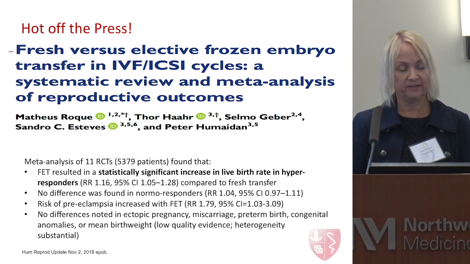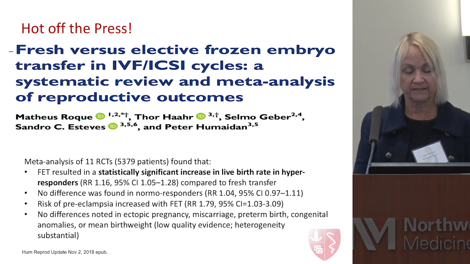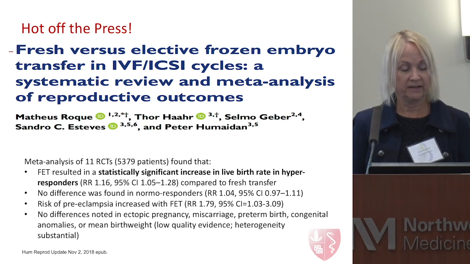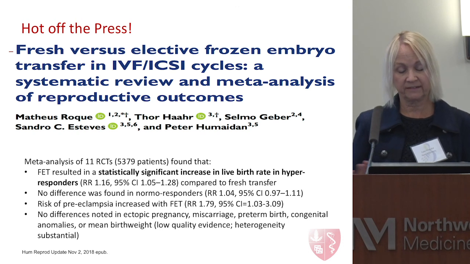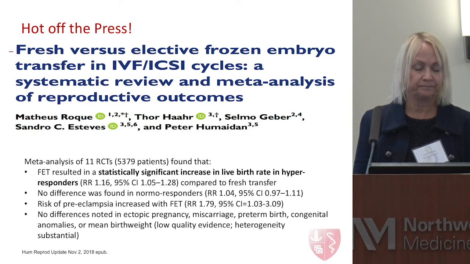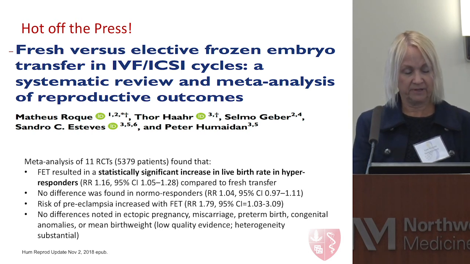They did note an increase in preeclampsia, which has been reported before, but they did not notice any difference in ectopic pregnancy, miscarriage, preterm birth, congenital anomalies, or mean birth weight. Now, there's a lot of heterogeneity in these studies, so they say that this is low quality evidence for these differences, but the one thing that was significant is preeclampsia. And I think there may be a number of reasons for that.